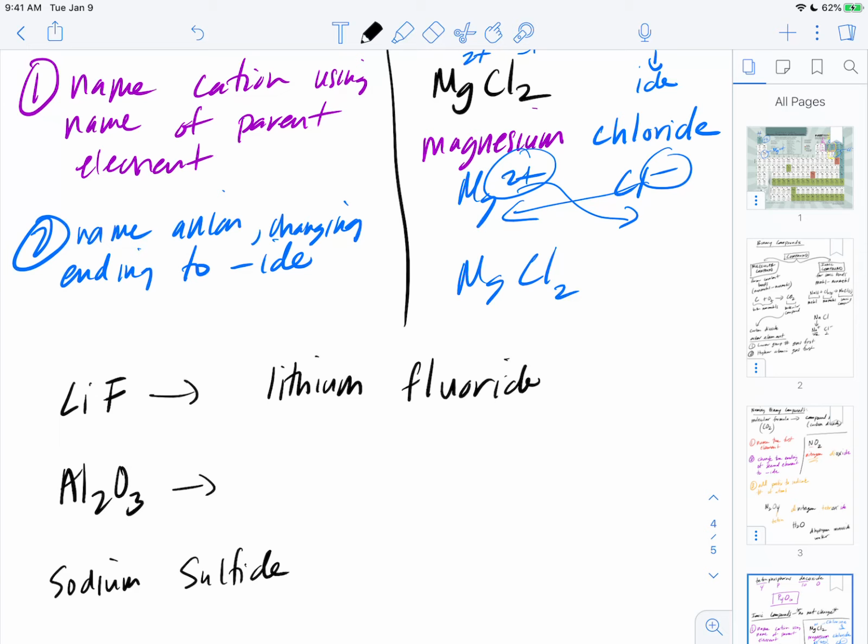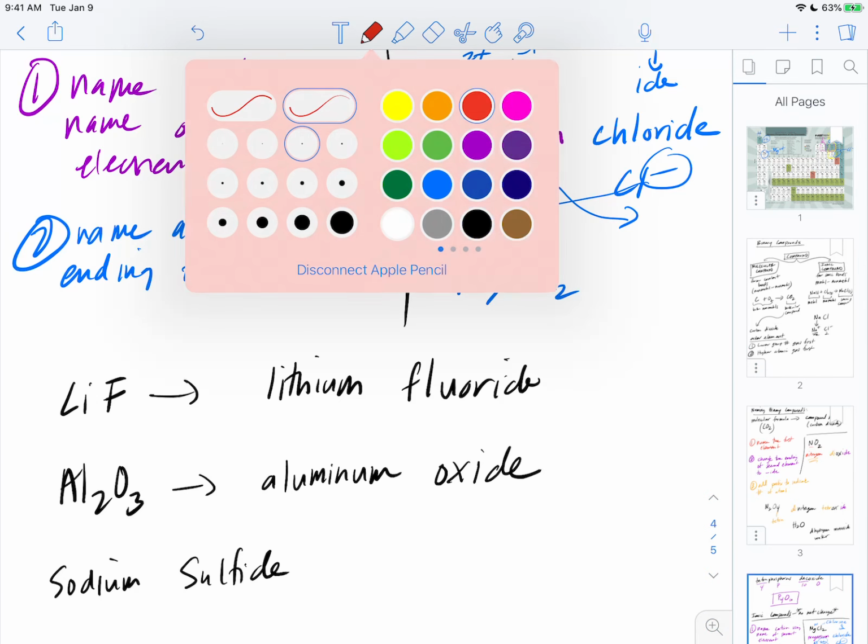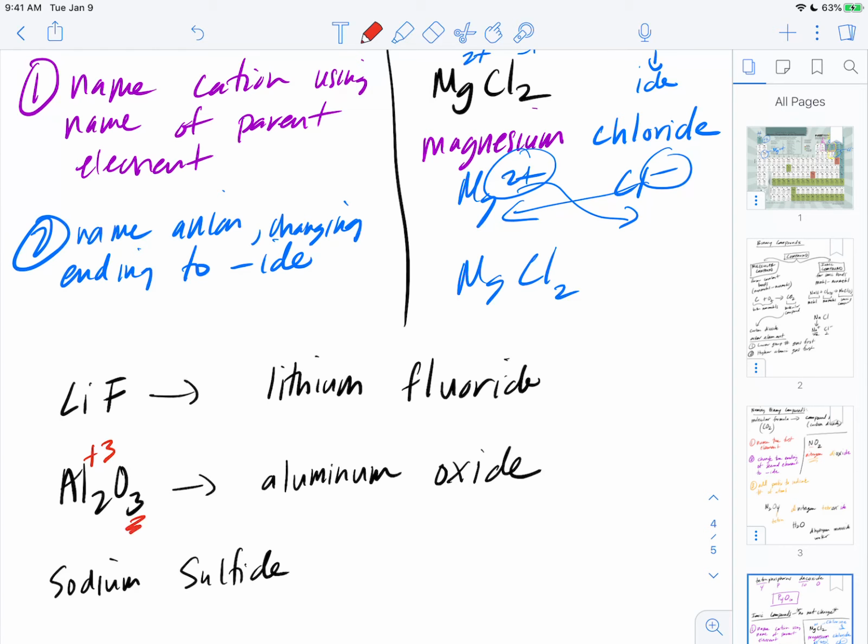And aluminum oxide is, so aluminum, Al, and then oxide, it's oxygen, removing the gen and putting ide. Again, we do not need to say I have 2 aluminums and 3 oxygens because I can figure out the charge of aluminum is +3. So aluminum has a charge of +3, and that's why we have a 3 down here. Oxygen is a charge of -2, and that's why we have a 2 down here. We swap those charges for the subscripts.